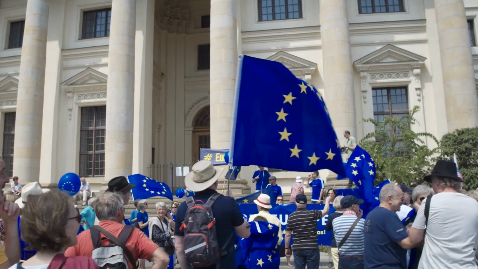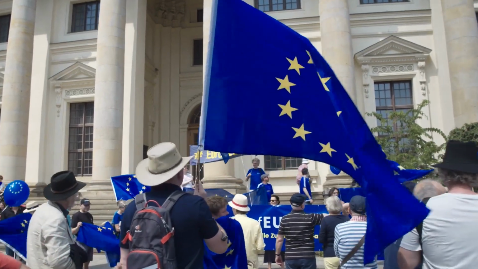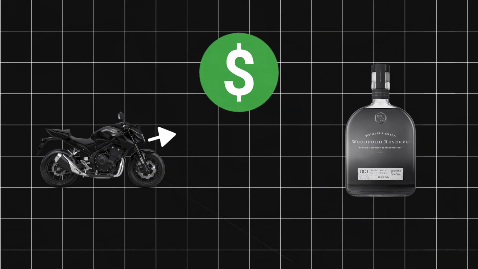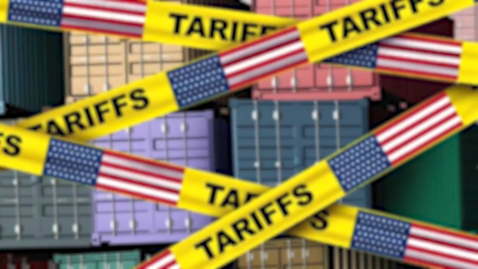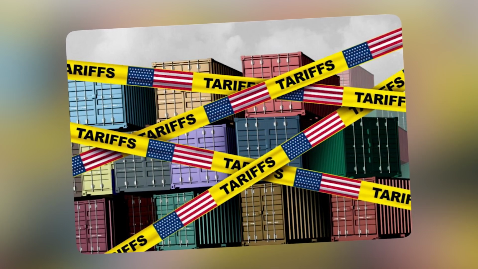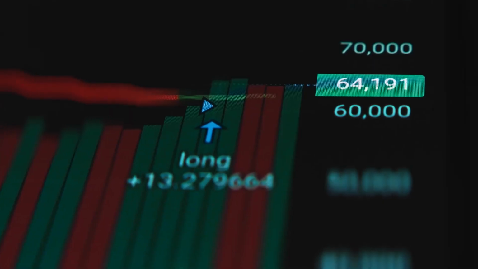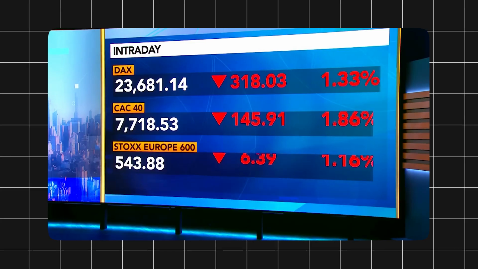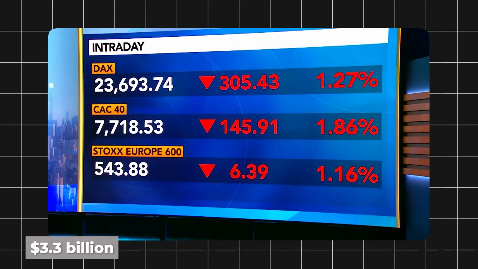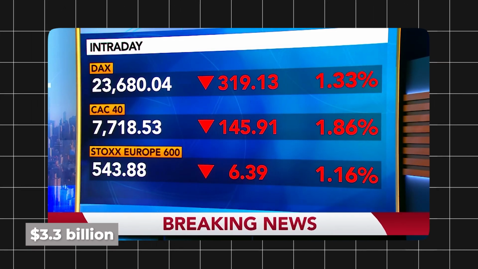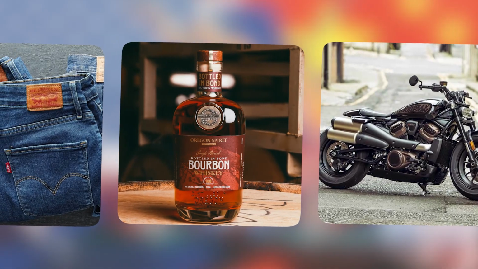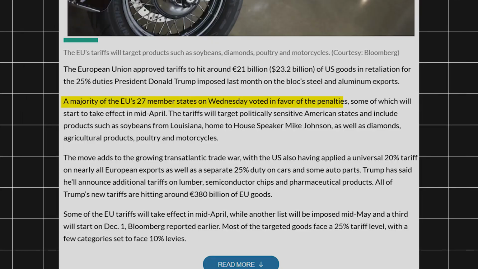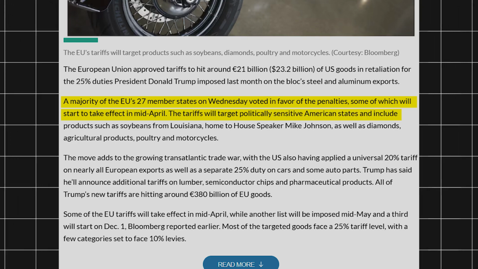The tariffs sparked widespread backlash across Europe and beyond, escalating tensions and triggering retaliatory measures on products ranging from motorcycles to bourbon whiskey. The ripple effects of these tariffs didn't just strain political relationships. They disrupted supply chains and increased costs for manufacturers and consumers worldwide. The EU retaliated quickly, slapping tariffs on $3.3 billion worth of American goods, including bourbon, Levi's jeans, and Harley-Davidson motorcycles.